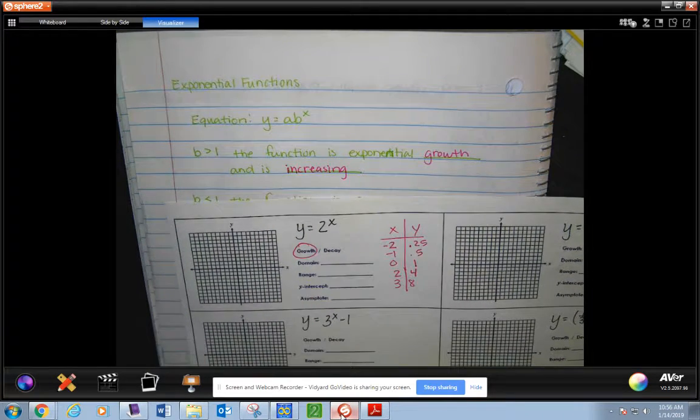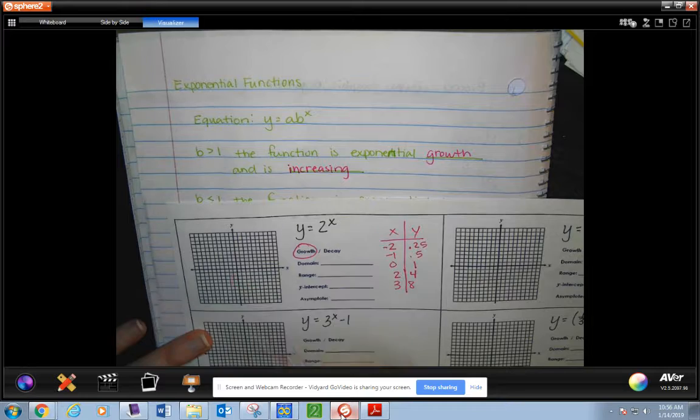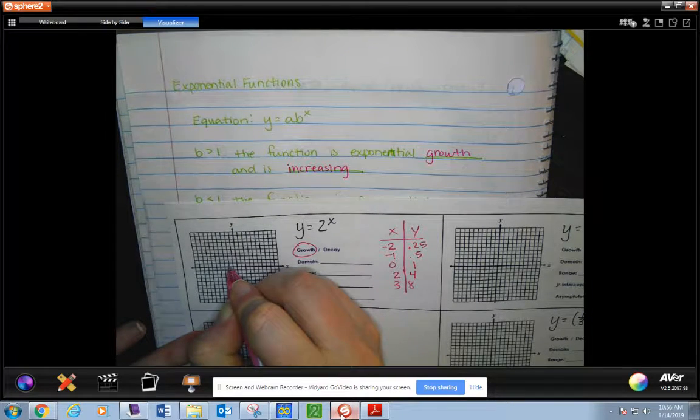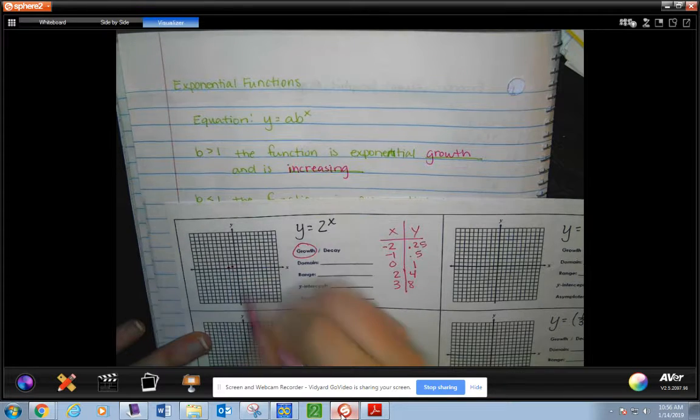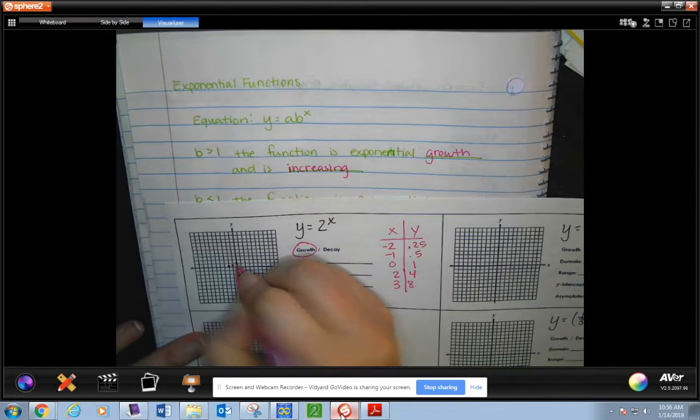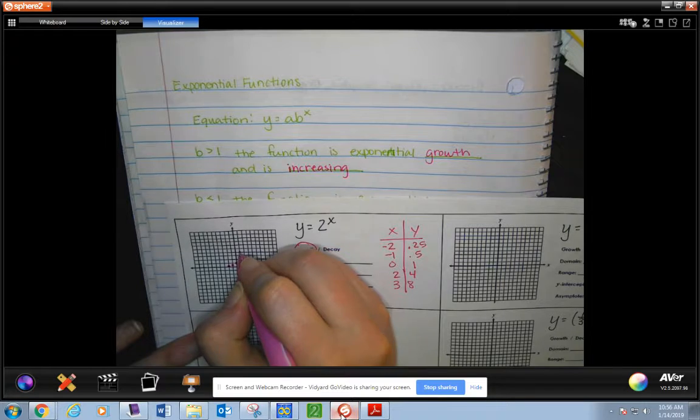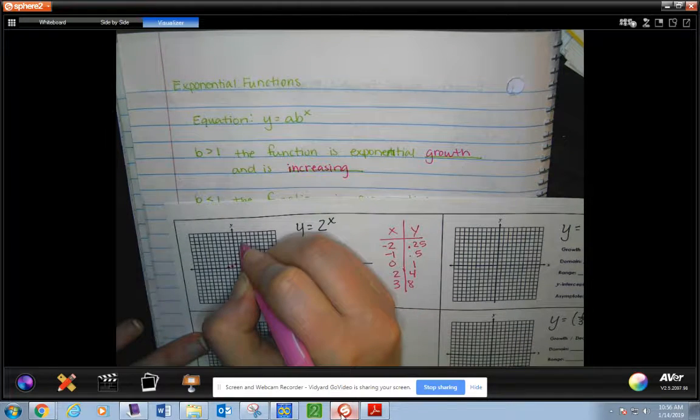Okay, so now that I know this is growth, I'm going to start at -2 and at about 0.25, which would be somewhere right there. Then I'm going to do -1, 0.5. Then I'm going to do 0, 1. We're going to do 2, 4. We're going to do 3, 8.